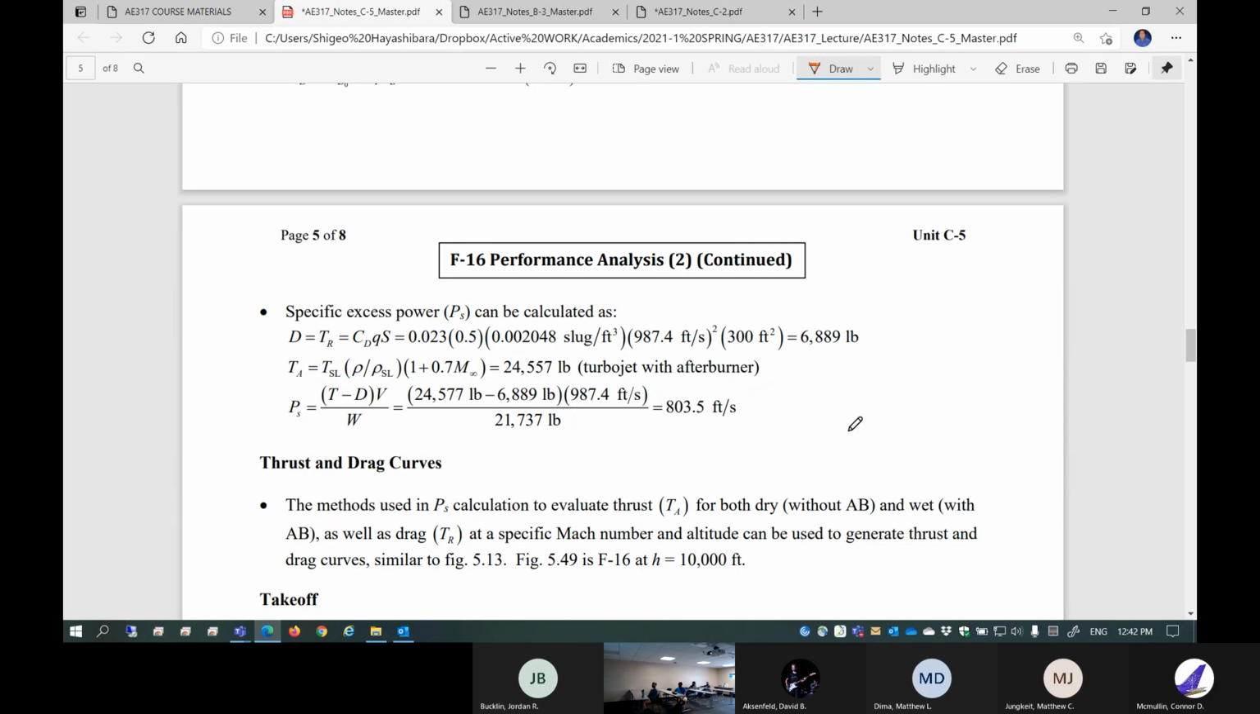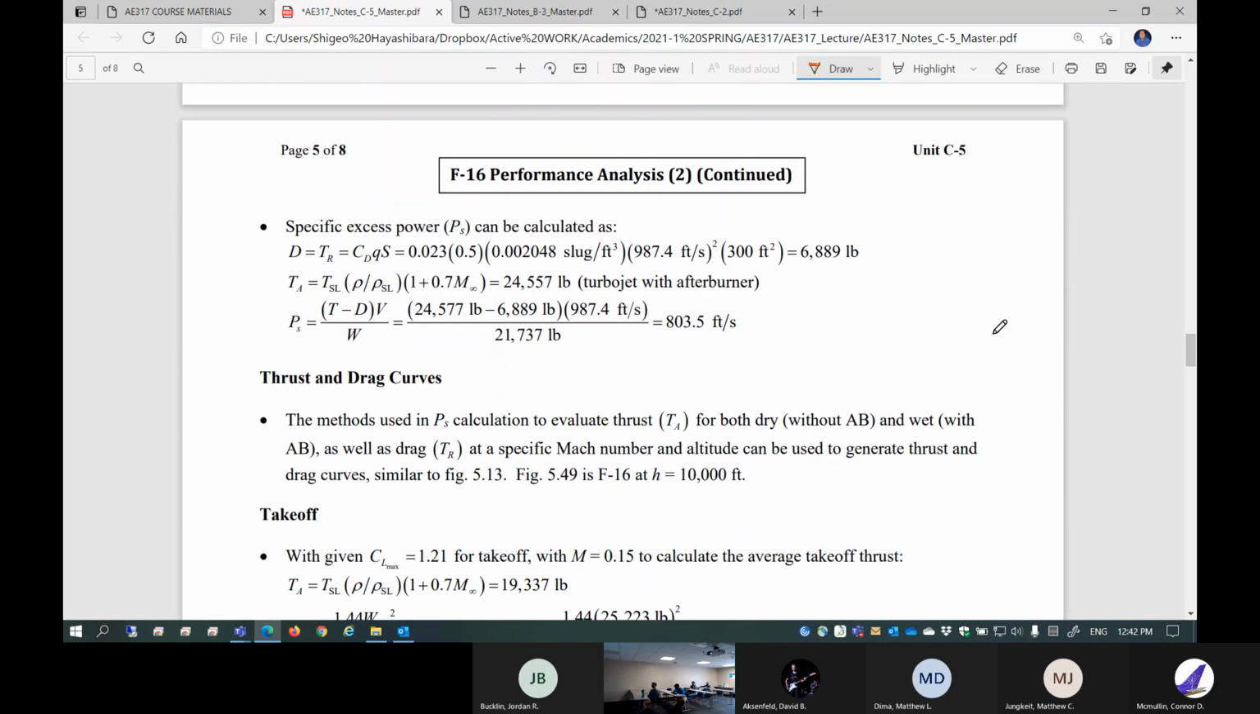So if that kind of internal battle starts to happen, now is the time, before phase 3. So be ready for it. Okay? So specific excess power, you need to compute. Now, suppose your team realizes, wait a minute, this engine is not powerful enough. Man, this is a problem.